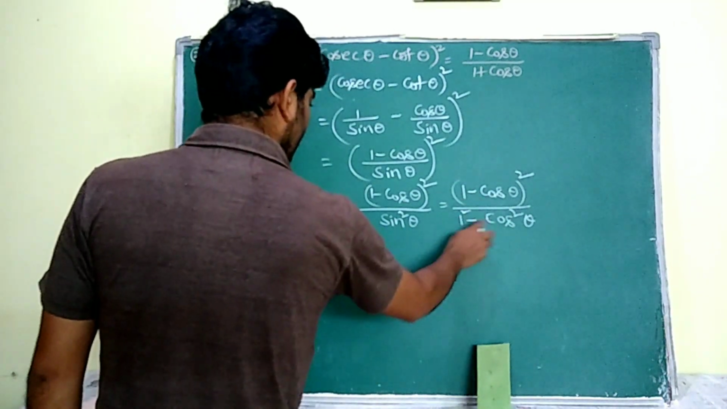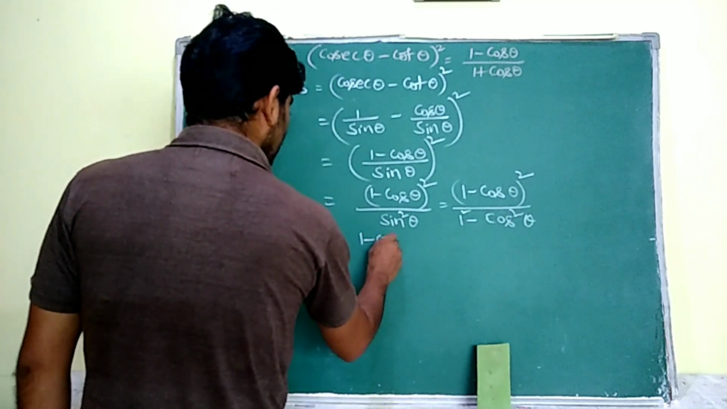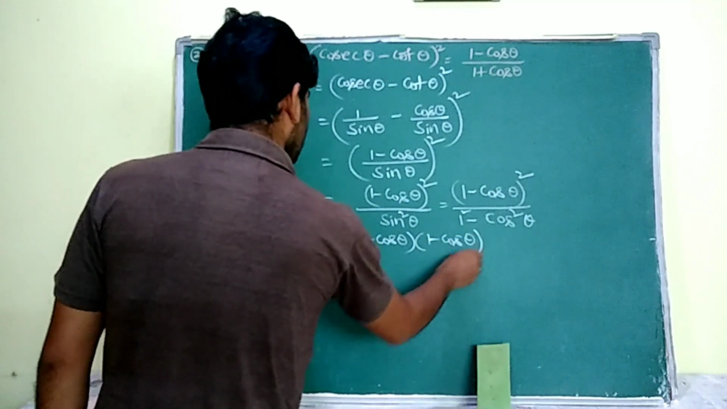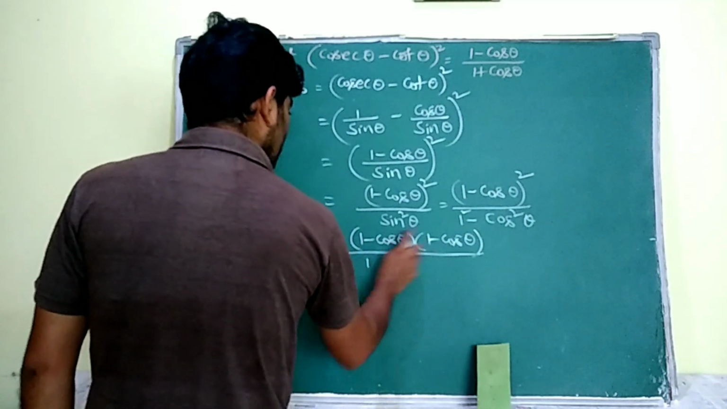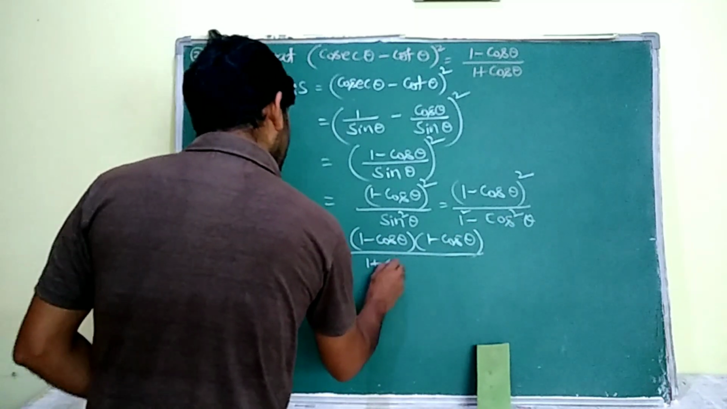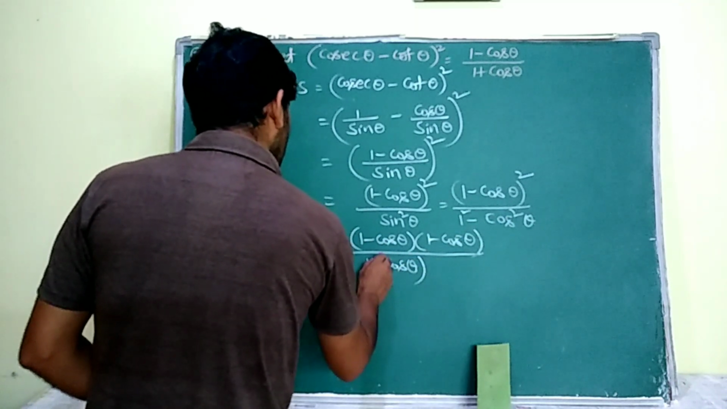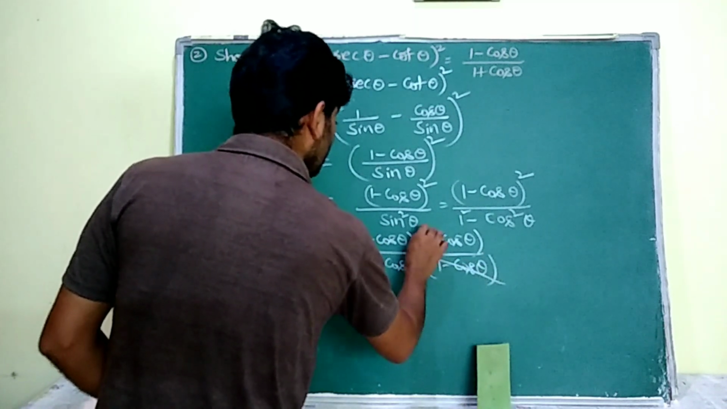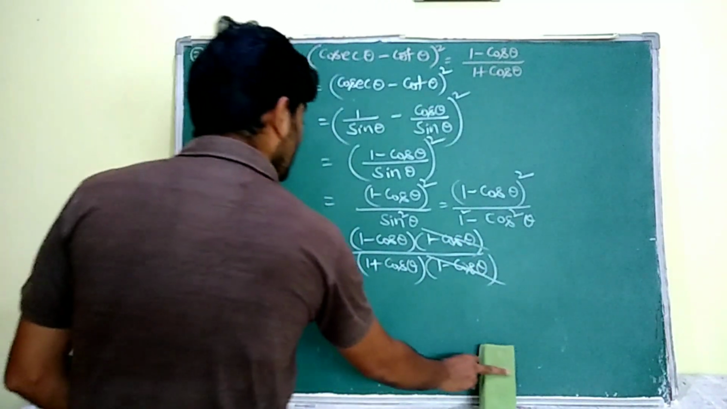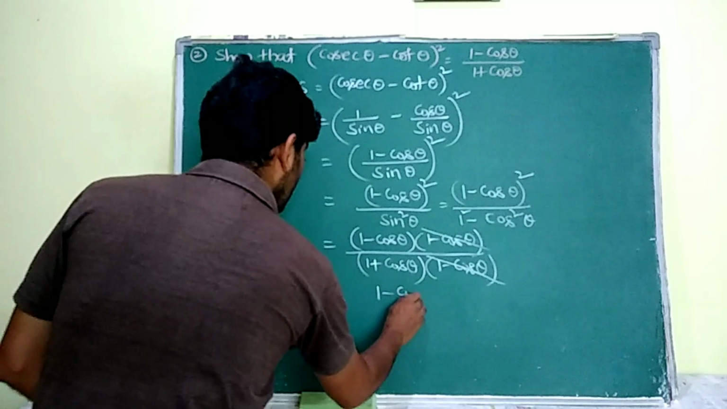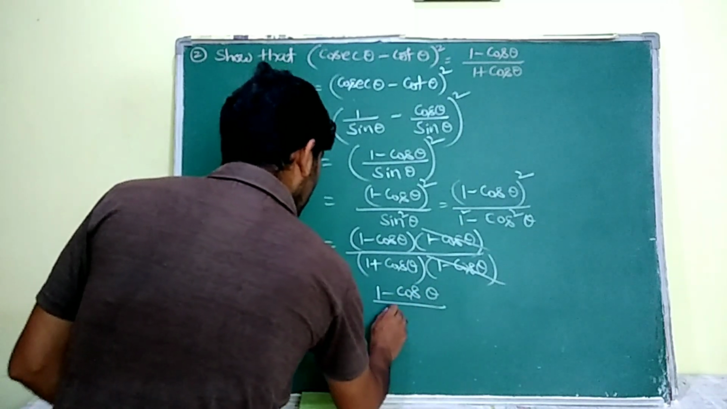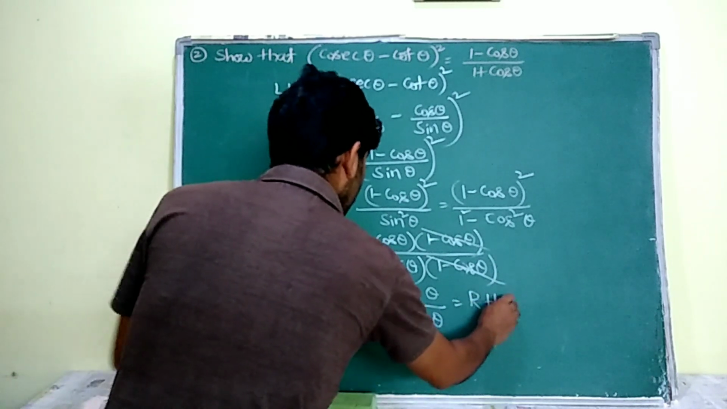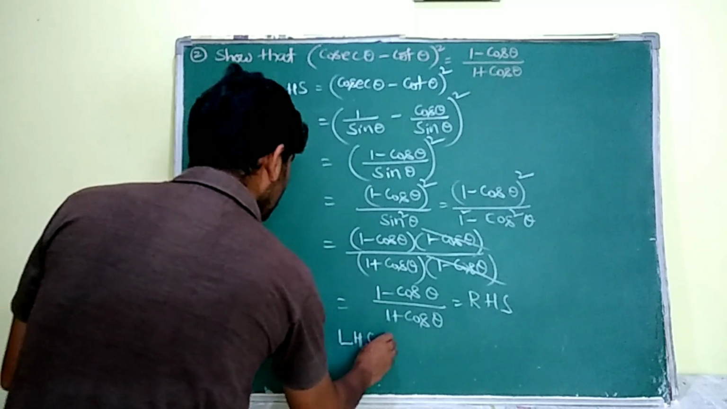So now it is like a square minus b square. Can I write the (1 minus cos theta) whole square as (1 minus cos theta) into (1 minus cos theta)? Without any hesitation I can write. It is a square minus b square, a plus b into a minus b. So (1 plus cos theta) into (1 minus cos theta). So here this 1 minus cos theta and 1 minus cos theta are going to be cancelled, and this is our answer, (1 minus cos theta) by (1 plus cos theta). RHS. LHS is equal to RHS.